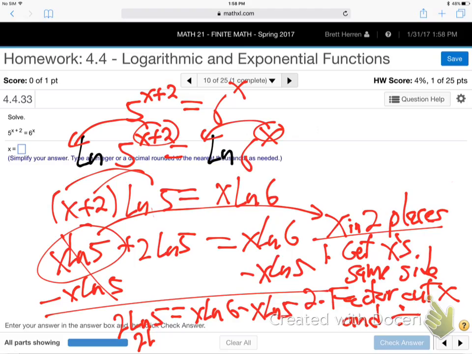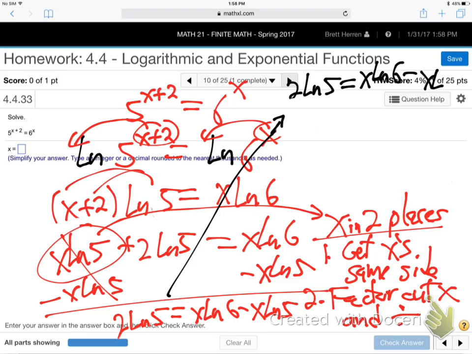Now I'm running out of room completely. Let me come up here. So 2 ln 5 equals x ln 6 minus x ln 5. Am I on the screen? Yeah. All right, factor out. So what I said is factor out the x. Get them on the same side, factor out the x, and divide.